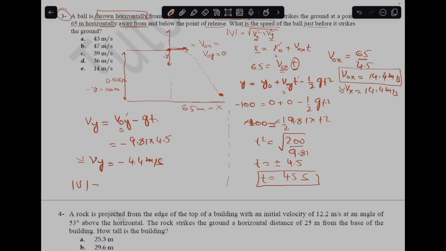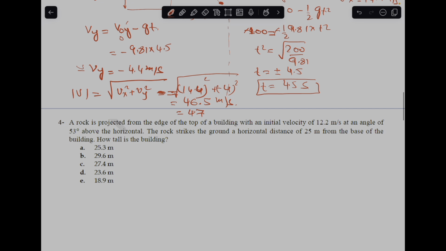So our speed will be the square root of vx squared plus vy squared. That is the square root of 14.4 squared plus minus 44 squared. So we get the answer, 46.5 meters per second, which is about 47. So this is your answer.